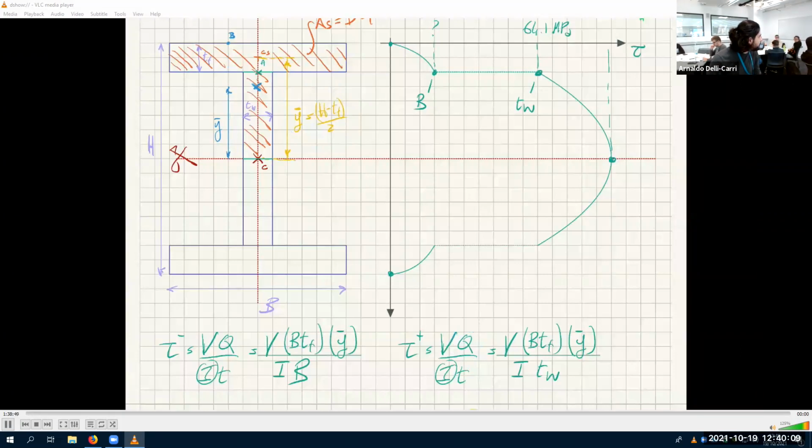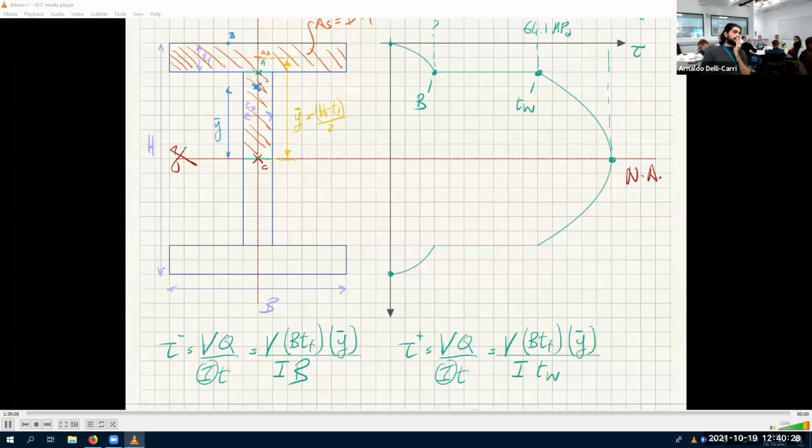Is the centroidal line the neutral axis? The centroidal line, yes. The centroidal line is also the neutral axis, but the neutral axis is in bending. So if you consider bending, the centroidal line is the neutral axis. But of course, this is direct shear, so we don't need the neutral axis for anything.